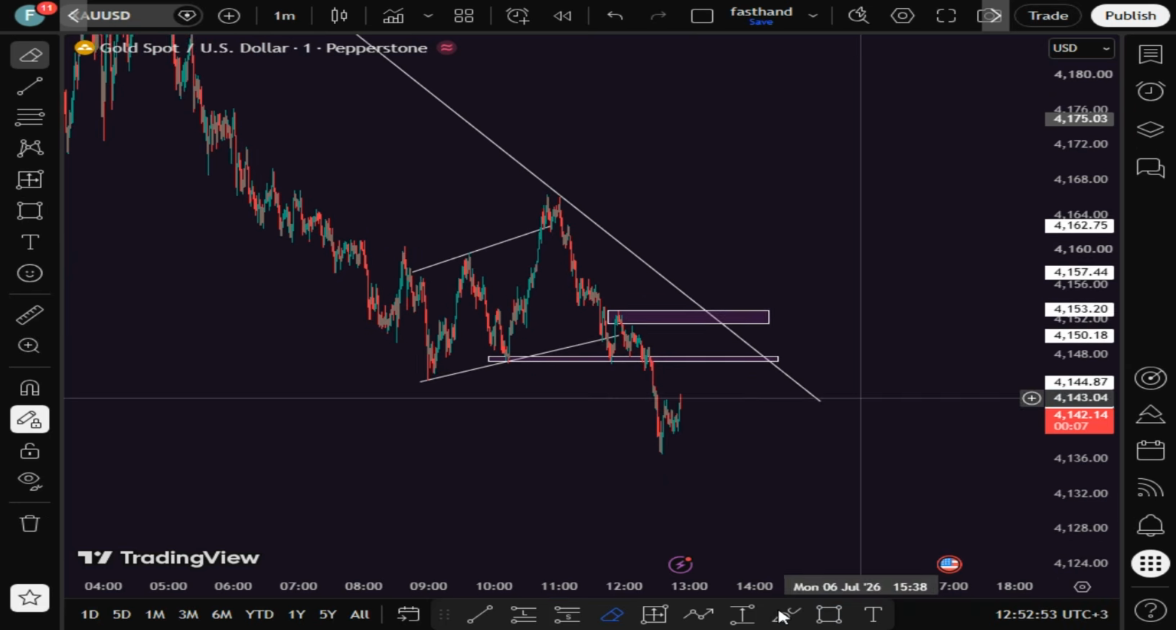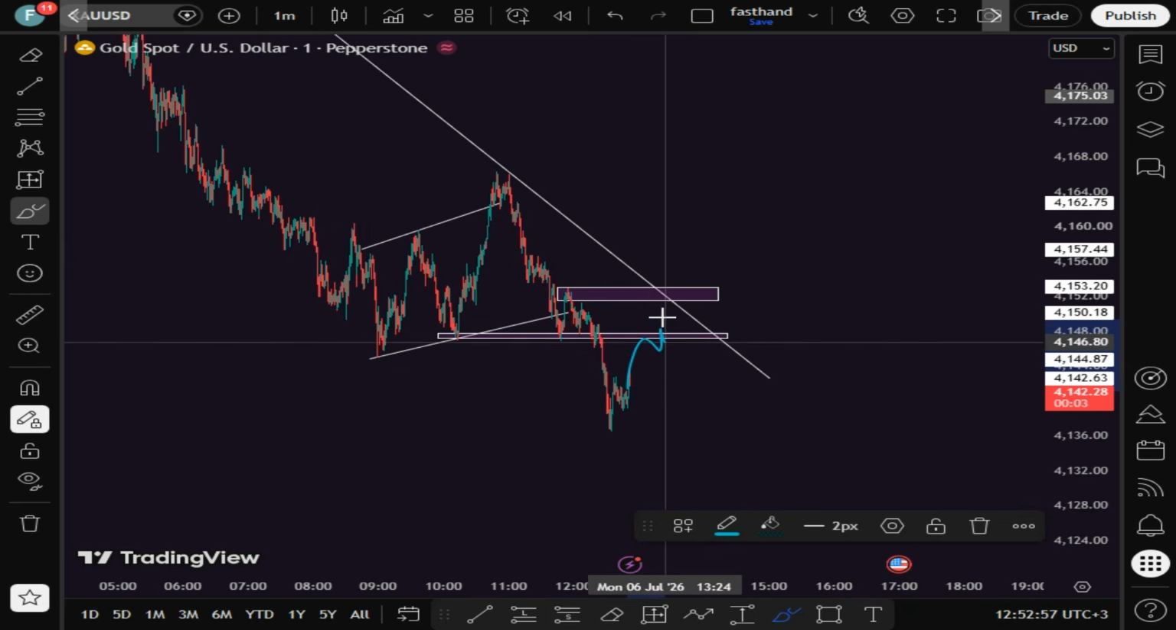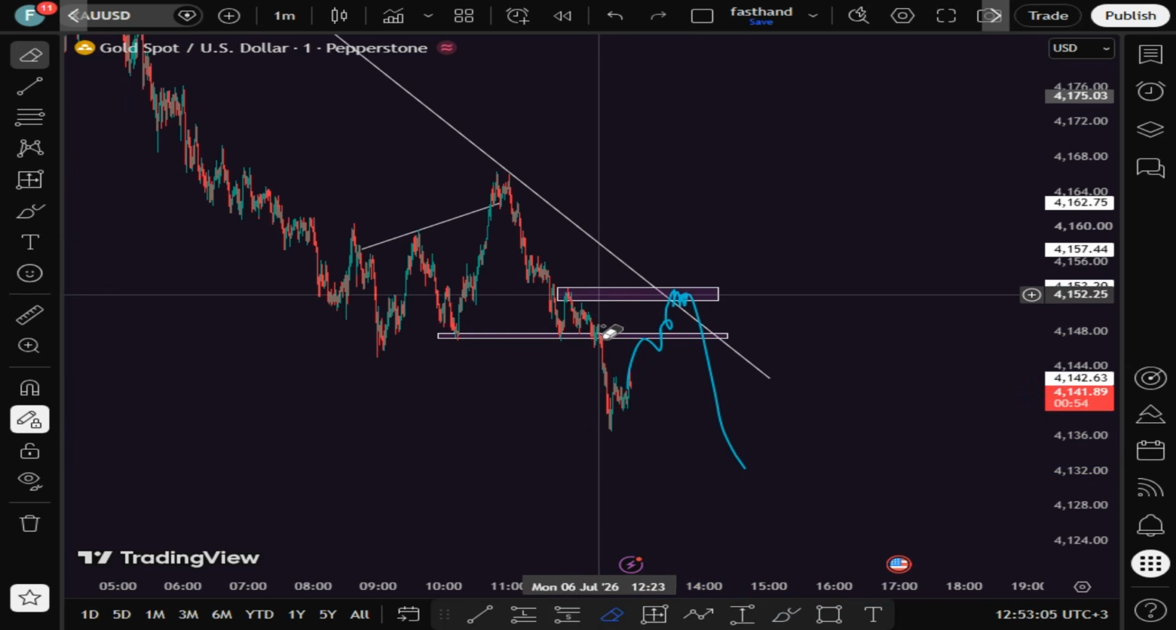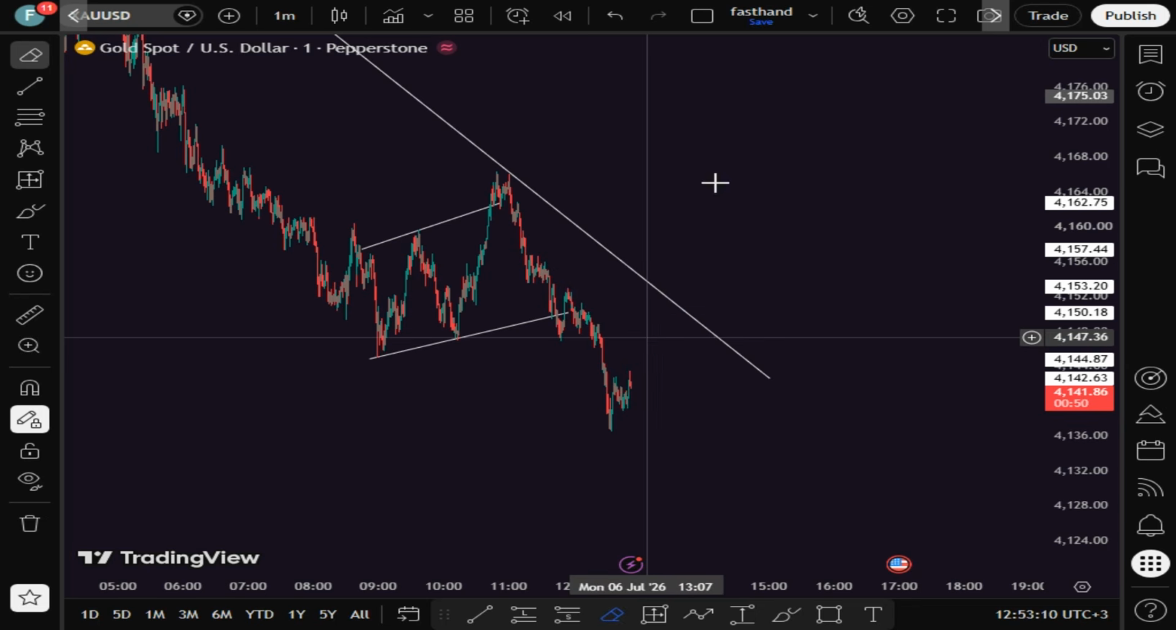I want to see gold as she pulls back. I want to see reaction around here. If she continues going up, no worries. I want to see now the reaction around here. If I see a selling opportunity, then I'm going to look for sales. Okay, I think that is it, guys.